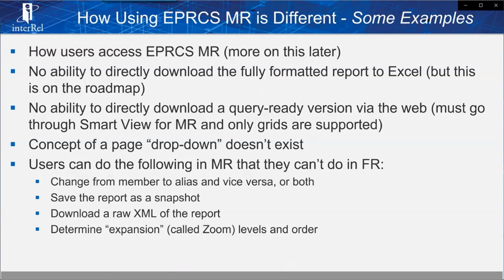So as I talked about earlier, there's a feature in FR called expansion. It's called zoom in MR. Just imagine being able to take your zoom and set different options on it, like how many levels you want to see and what order you want to see the parent versus the children in. So there are some interesting things that they can do in MR that they could not do in FR.